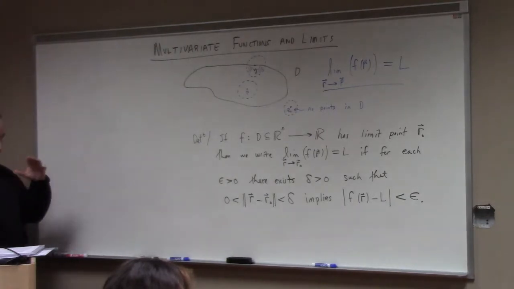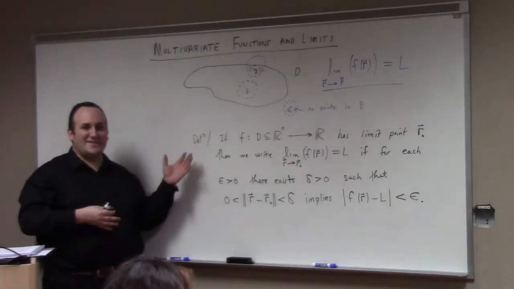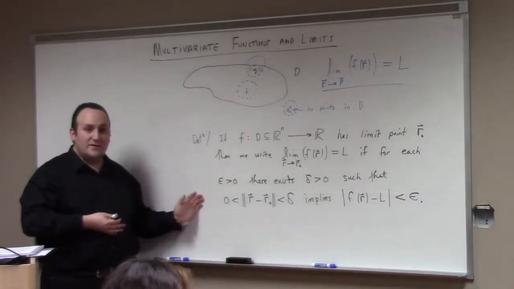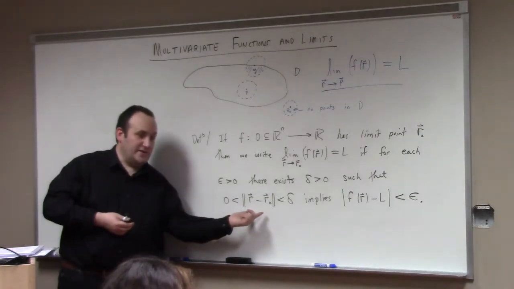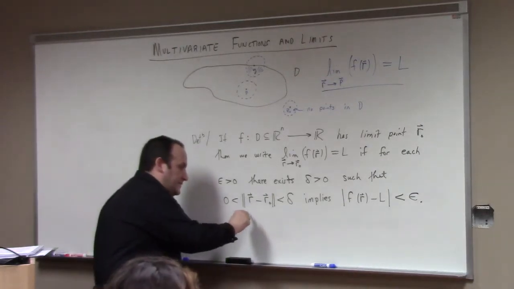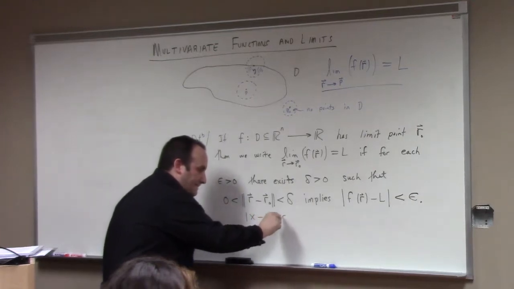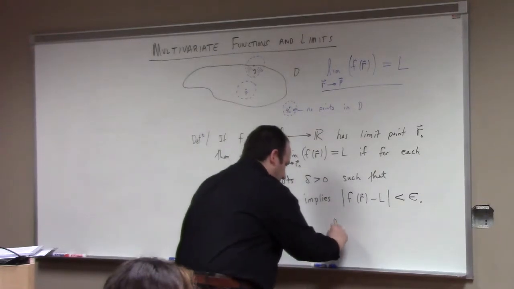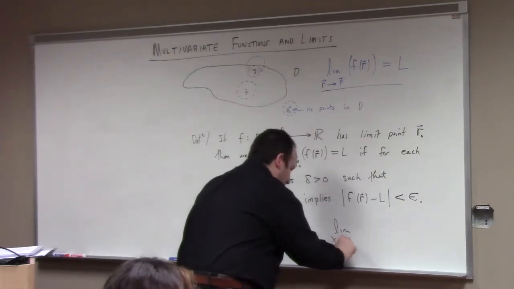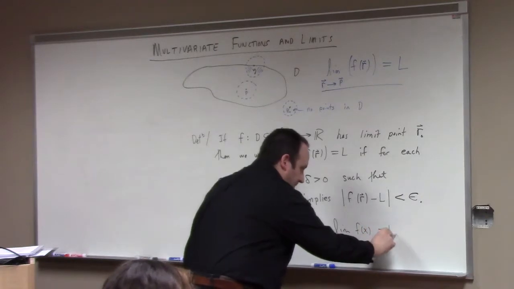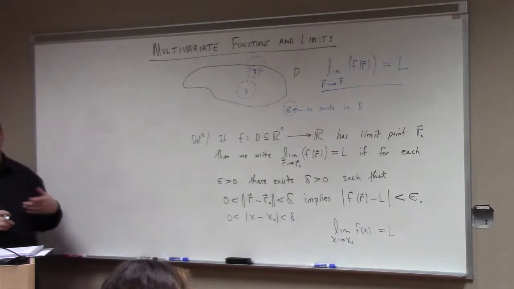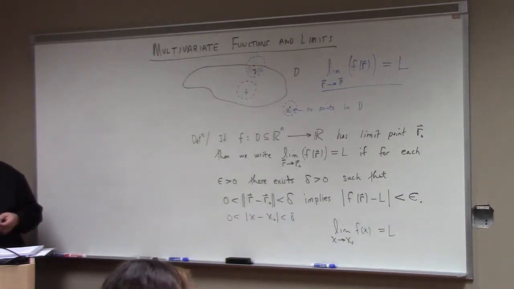I want you to realize if you saw this in Calculus 1, the same definition still makes sense. What's the difference? In Calculus 1, this was just the absolute value of x minus x naught. But otherwise, this definition is the same. And that was what we needed to say the limit as x goes to x naught of f of x equals L. So the epsilon delta definition for the limit in Calculus 1 still makes sense here, provided that you replace the absolute value with the length of a vector.